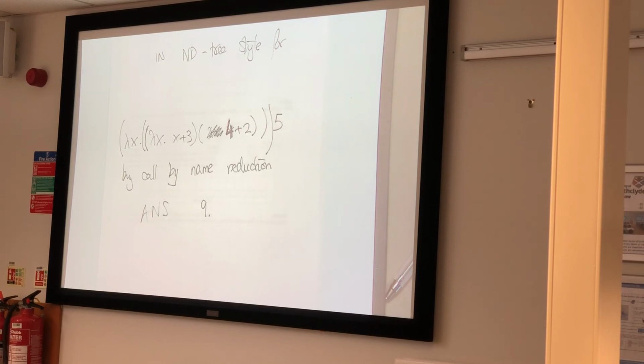Sorry, where are you getting 4 from? 4 is a number. So remember, inside my lambda calculus, the syntactic categories of lambda calculus are variables, applications, lambda abstractions, and numbers inside brackets. Sorry, I've got my brackets there. Okay, any other questions?